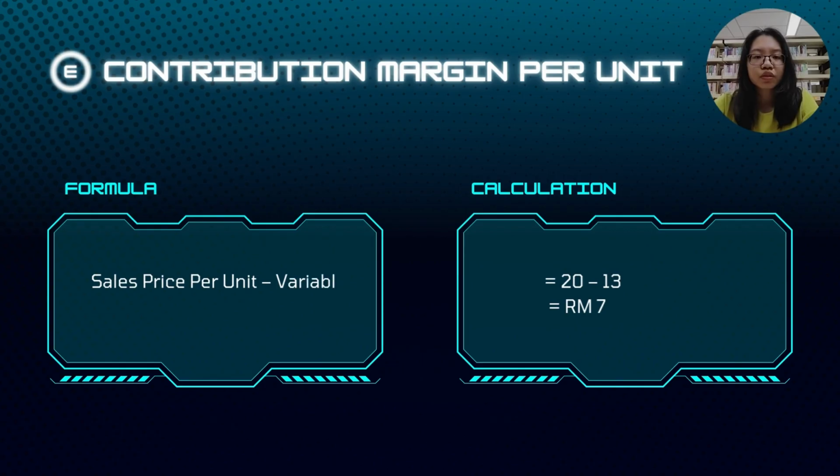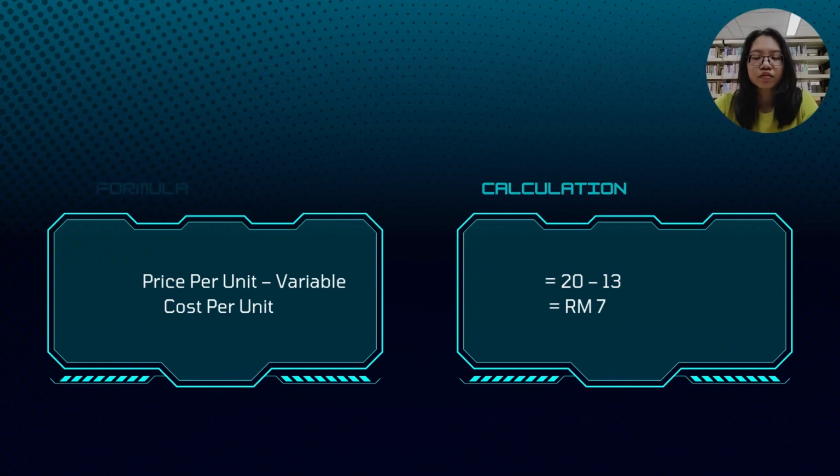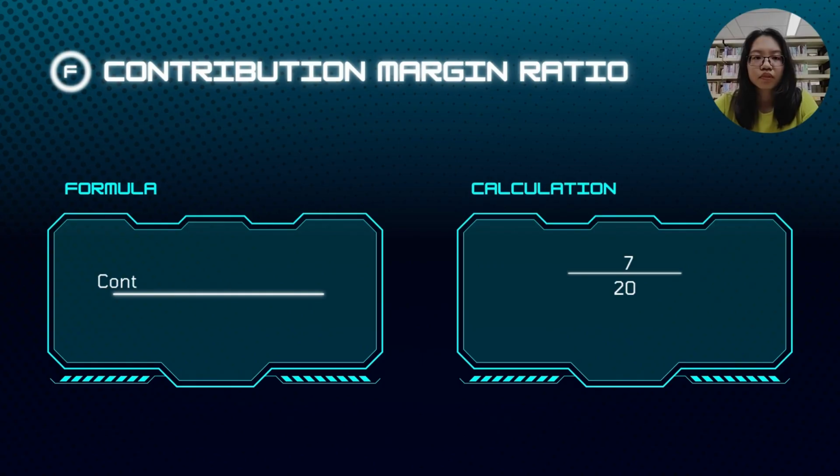Next, contribution margin per unit. We will use sales price per unit minus variable cost per unit, and we will get RM7 for it. Next, contribution margin ratio. We will use contribution margin per unit divided by sales price per unit, and the ratio will be 0.35.